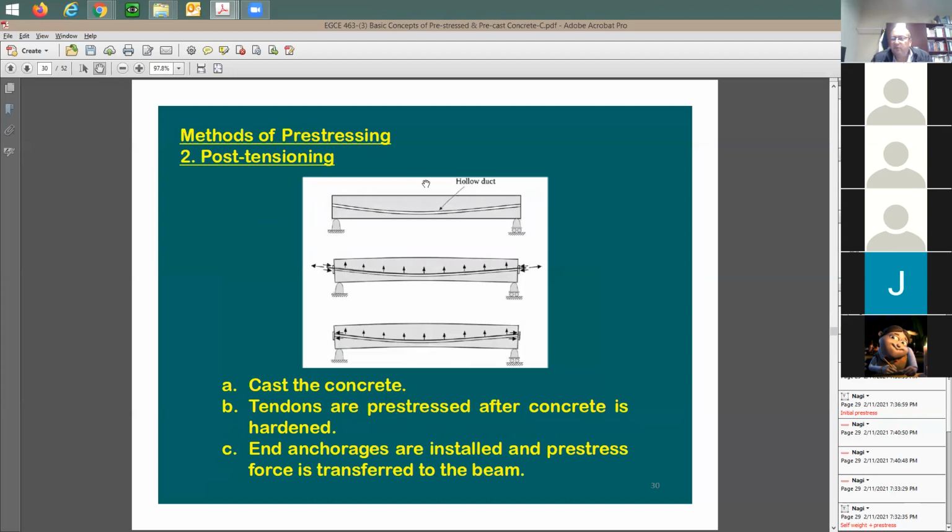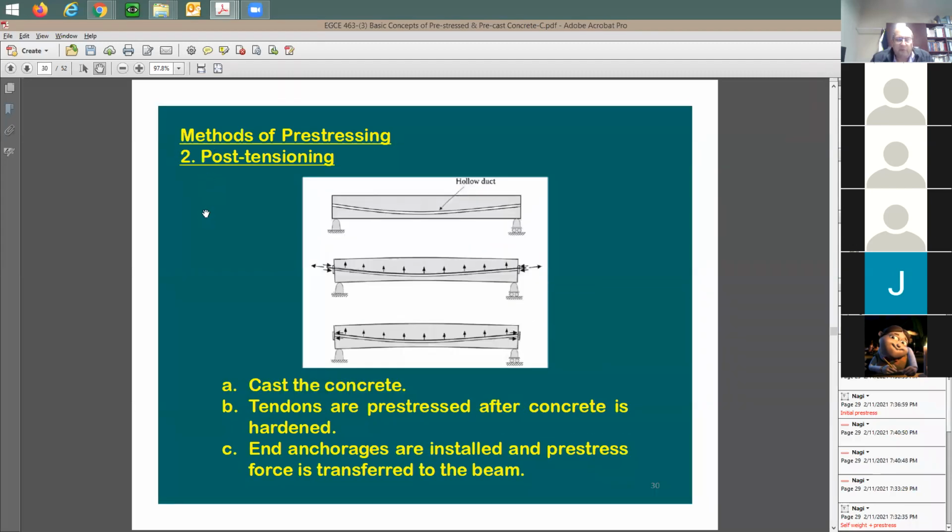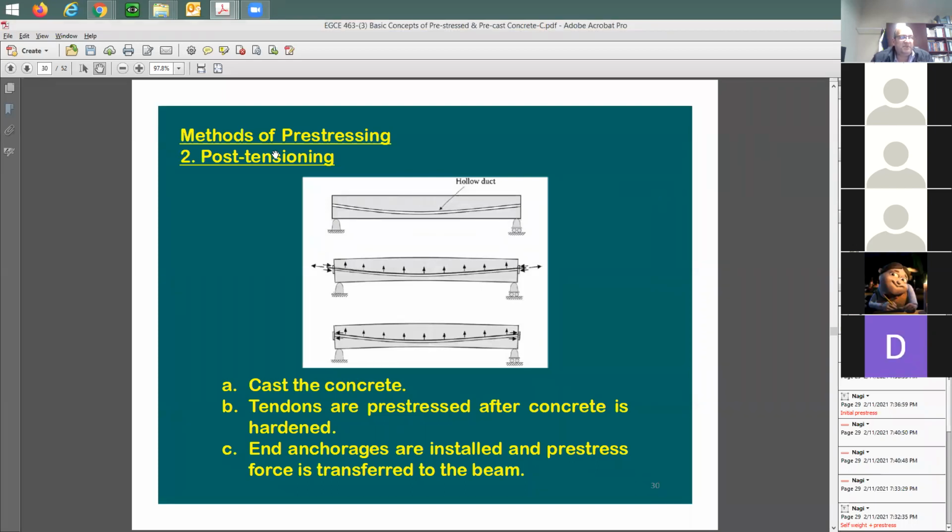How about the second method? We call this post-tension. And here's a question for you. Which method is considered to be pre-stress? The pre-tension or the post-tension? Or both of them? Both, yeah, right? It's just the method of pre-stressing. This is one way to do it.